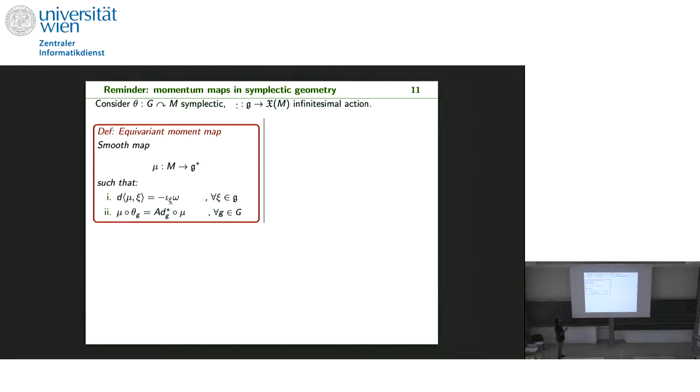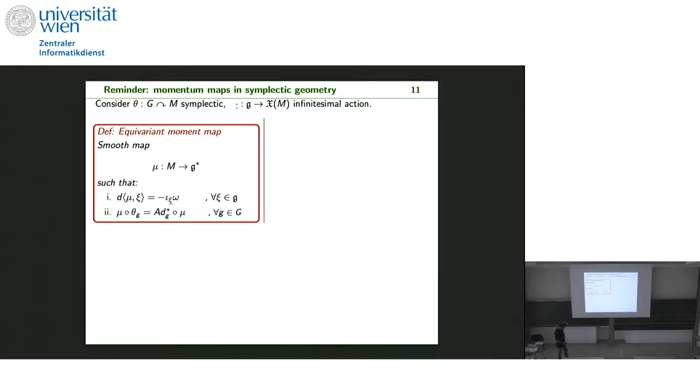And the third condition says that if you consider the smooth function that you get out of pairing this covector with an element of the Lie algebra, you get a smooth function, and this smooth function has a corresponding Hamiltonian vector field, and the Hamiltonian vector field is the fundamental vector field pertaining to the action. So there is this compatibility.